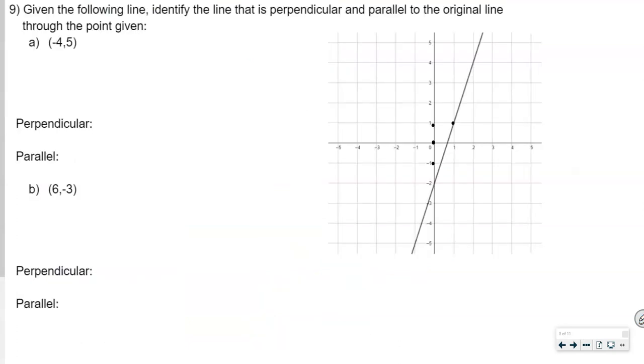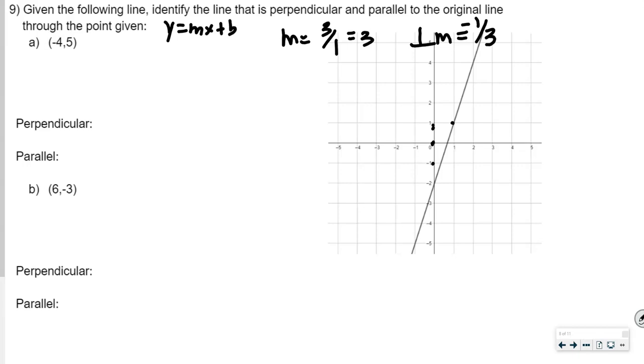Okay. Number 9 says, given the following line, identify the line that is perpendicular and parallel to the original line through the given point. So first thing we need to do is find the slope. So this is what we're going to do. 1, 2, 3 up, and 1 over. See that? So our slope is 3. So what is the perpendicular slope? We're going to flip it, so it's going to be 1/3, and it's going to be negative, right? Okay, negative 1/3.